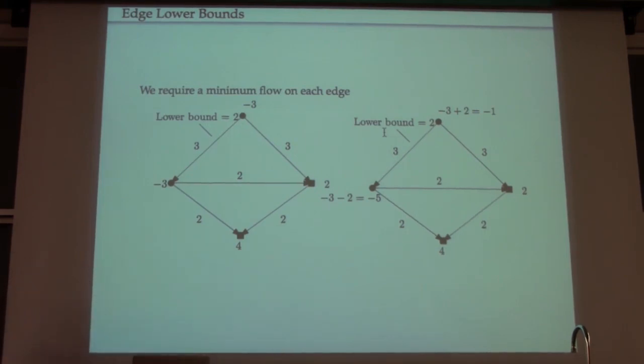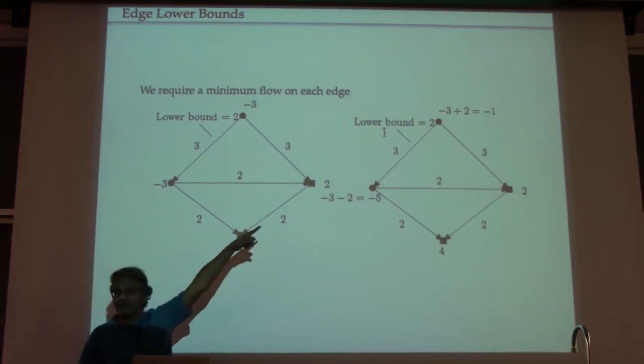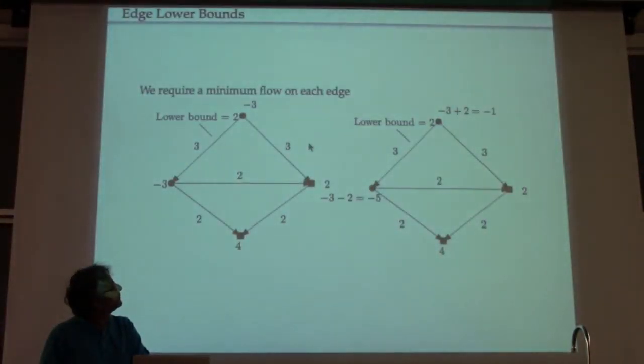You have to change the capacity as well, though, I think. Yeah, the capacity has to be changed to 1, because I already pushed 2 units of flow. So I can't anymore claim that it's capacity 3. It's going to have capacity 1. Okay?